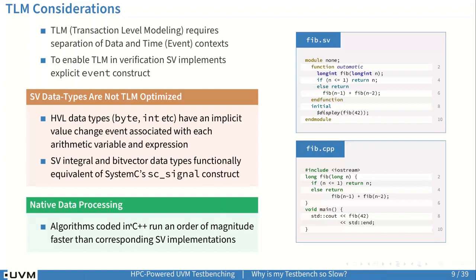Algorithms coded in C++ run an order of magnitude faster than SystemVerilog, though there are no benchmarks. But if we take a small algorithm which calculates the Fibonacci series, I take the Fibonacci series because it is tree recursion and it's going to take time. If you run these two on any SystemVerilog simulator and C++ compiler, you're going to see an order of magnitude difference. That kind of difference in speed.